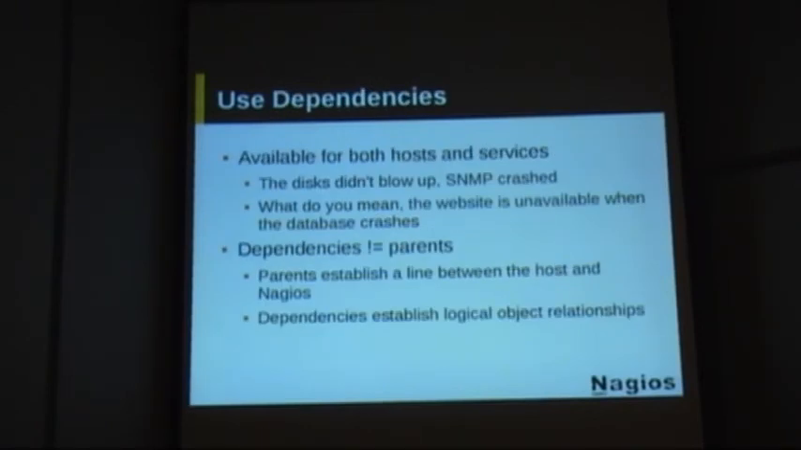Let's see. Okay, right. So dependencies. Available for both hosts and services. The disks didn't blow up, SNMP crashed. If you use SNMP to monitor your disk partitions, or cron daemon running, or whatever, and SNMP dies, it's going to report everything else is dead too. Use dependencies. Make all those services dependent on whatever, SNMP or whatever else you're using to verify that those services are running. And you should be able to use inheritance for that too.